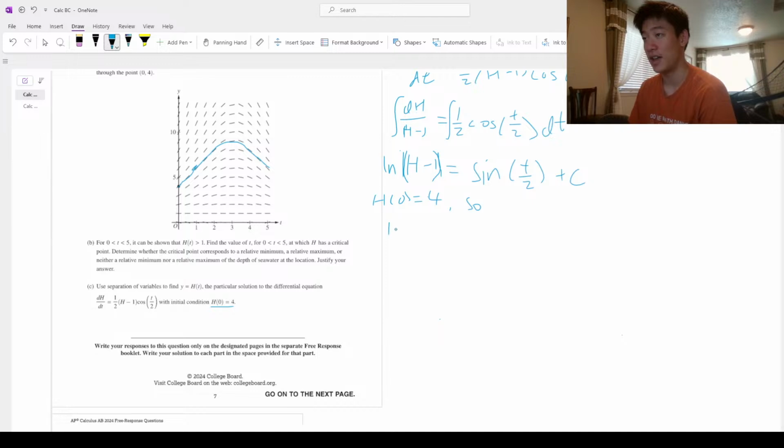So ln, the natural log of 3 is equal to sine of 0 over 2. This is actually very, very nice, because sine of 0 is 0. Plus c, this right here is 0. C equals the natural log of 3.